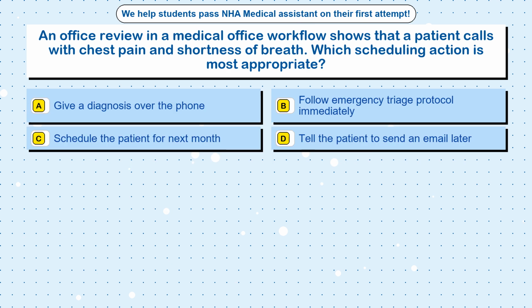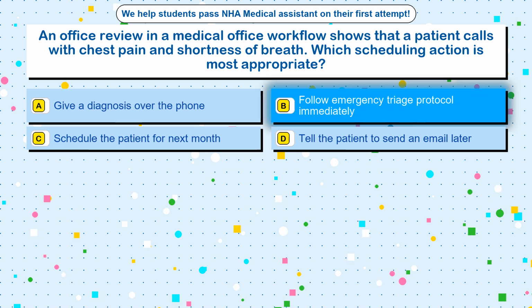Question 3. An office review in a medical office workflow shows that a patient calls with chest pain and shortness of breath. Which scheduling action is most appropriate? Option A, give a diagnosis over the phone. Option B, follow emergency triage protocol immediately. Option C, schedule the patient for next month. Option D, tell the patient to send an email later. The correct answer is option B, follow emergency triage protocol immediately.